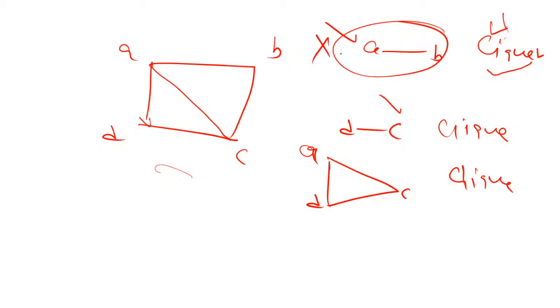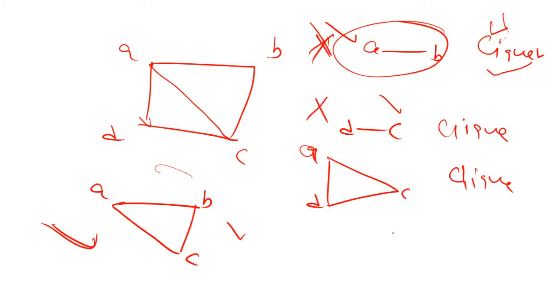Why? Because this AB is contained within another clique. This ABC is also a clique. So you can see that AB is contained within this clique, and that's why this is not a maximal clique. This is a maximal clique. Okay, are you getting my point?